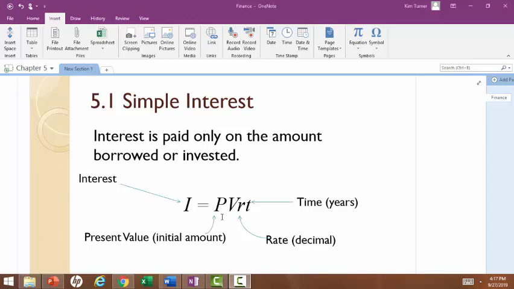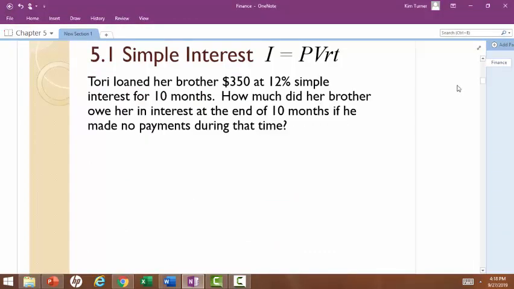R stands for the interest rate, which needs to be converted into a decimal if it's given as a percent, and T equals time. And the time always needs to be expressed in your formula in years. So here's the first example.